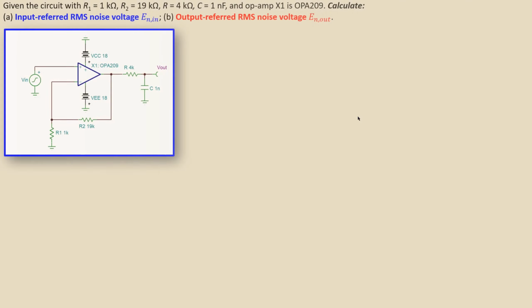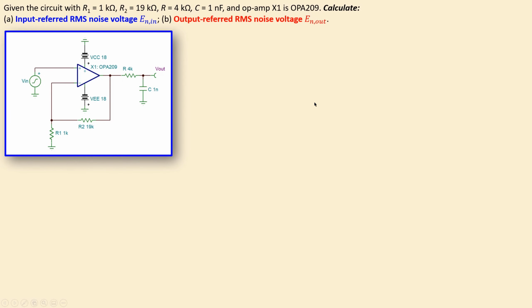What we have for this case. We have the given circuit here with R1 is 1 kilo ohms, R2 is 19 kilo ohms, and we have the R and the C, which is then the external cascaded RC low-pass filter. R is 4 kilo ohms and C is 1 nanofarad. And we have the op-amp OPA209. Now we would like to calculate two values, which are the input-referred RMS noise voltage and the output-referred RMS noise voltage. So let's look at our solutions. How do we do this?